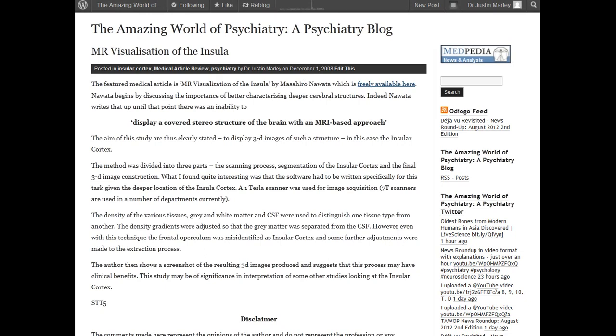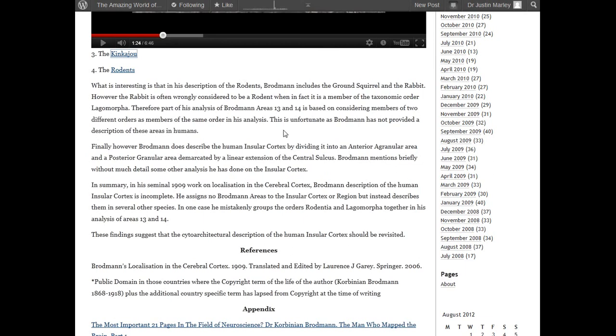So in conclusion, I think this guy is a great neuroanatomist, a great scientist, but in terms of the human insular cortex, I think his work is incomplete, and neuroscientists need to get back and revisit this work.